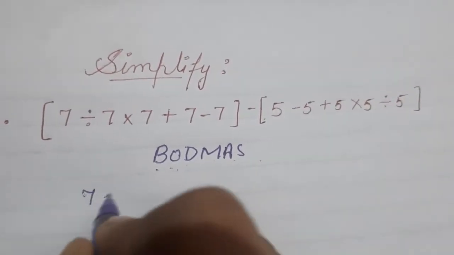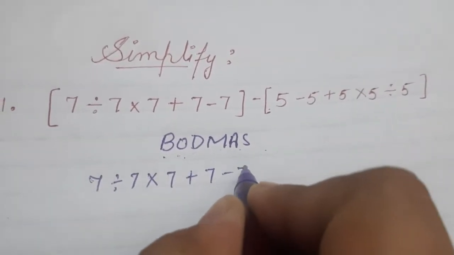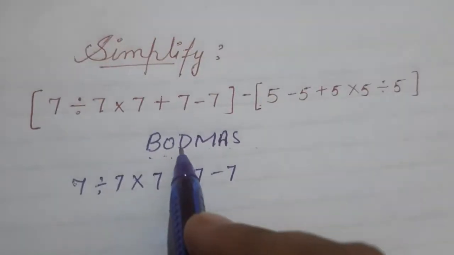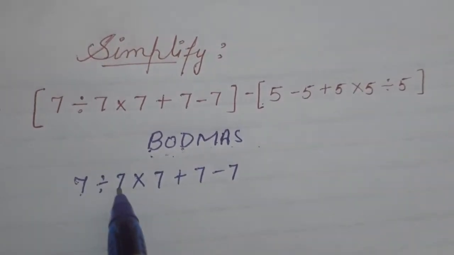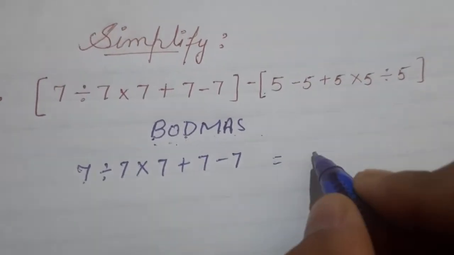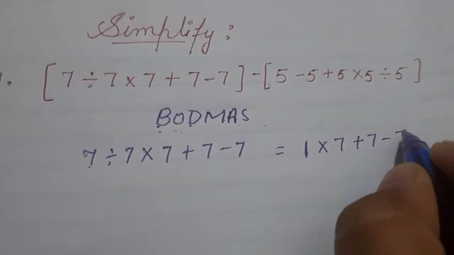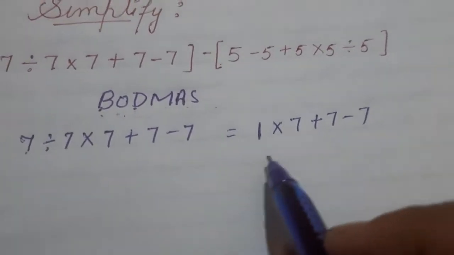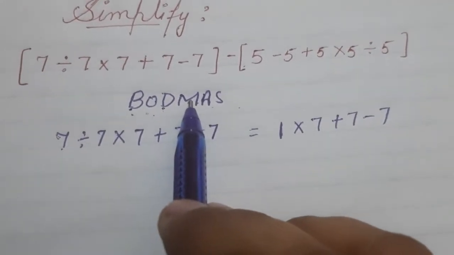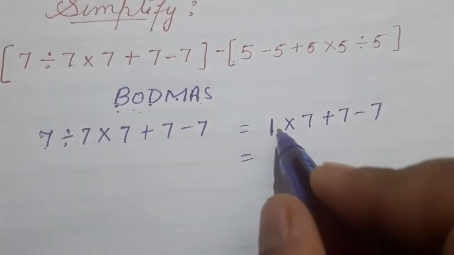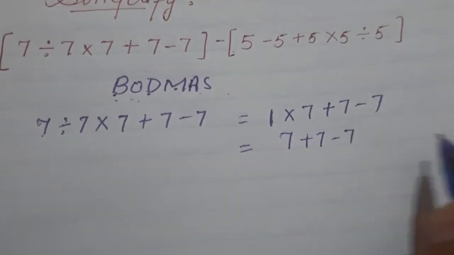So 7 divided by 7 multiply by 7 plus 7 minus 7. First of all we will apply the divide according to the BODMAS rule. So 7 divided by 7 will come out to be 1 multiply 7 plus 7 minus 7. Afterwards, after division we have to do the multiplication. In the next step we will do the multiplication. 1 into 7, that will come out to be 7 plus 7 minus 7.